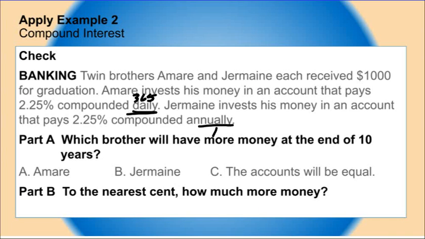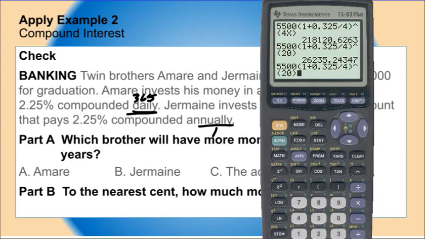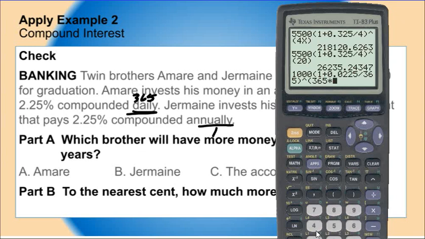So if I grab my calculator here, hit second enter, we're going to enter the numbers in. So the initial amount is 1,000. And the interest rate is 2.25, so 1 plus 0.0225. Divide that by 365. And then we're going to raise that to parentheses 365 times 10, end parentheses. That gives us 1252.31.